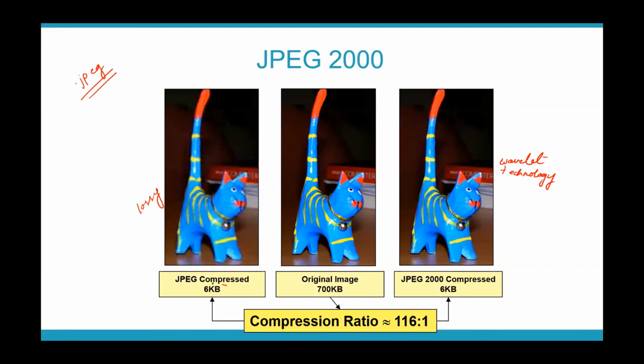So you can see the difference in size also. This is 6 KB, your original image was 700 KB. This is 6 KB, but the clarity is very less when you apply lossy compression. Some amount of information is lost. This is also 6 KB, and this is compressed using our wavelet technology, but you can see a lot of information being retained, right? This is very similar to your original image, okay? So that's about JPEG file formats.